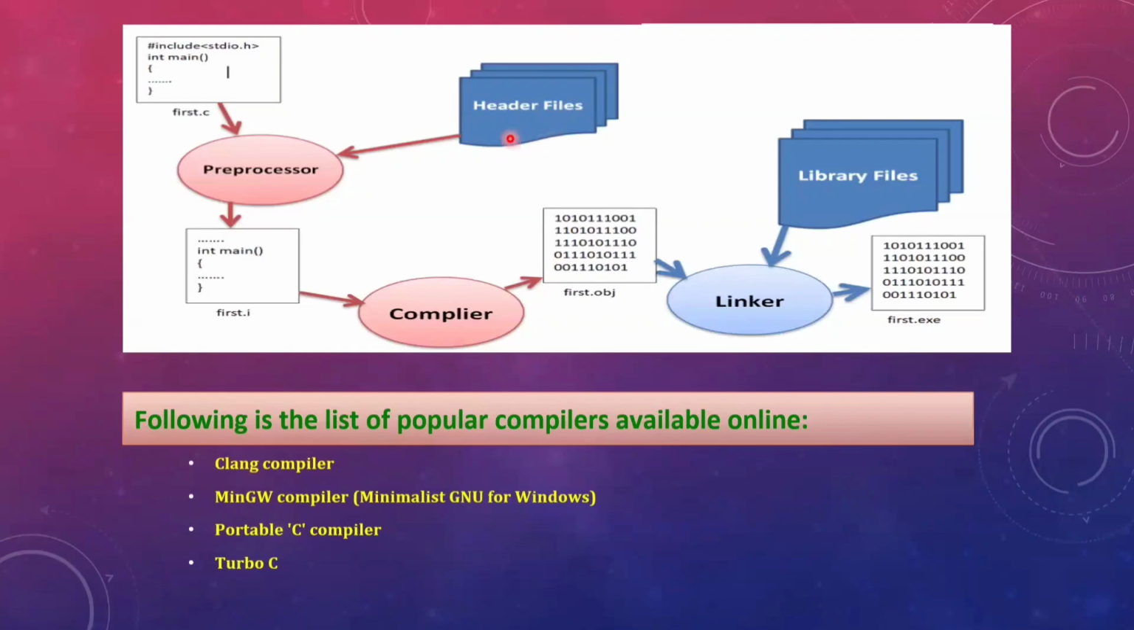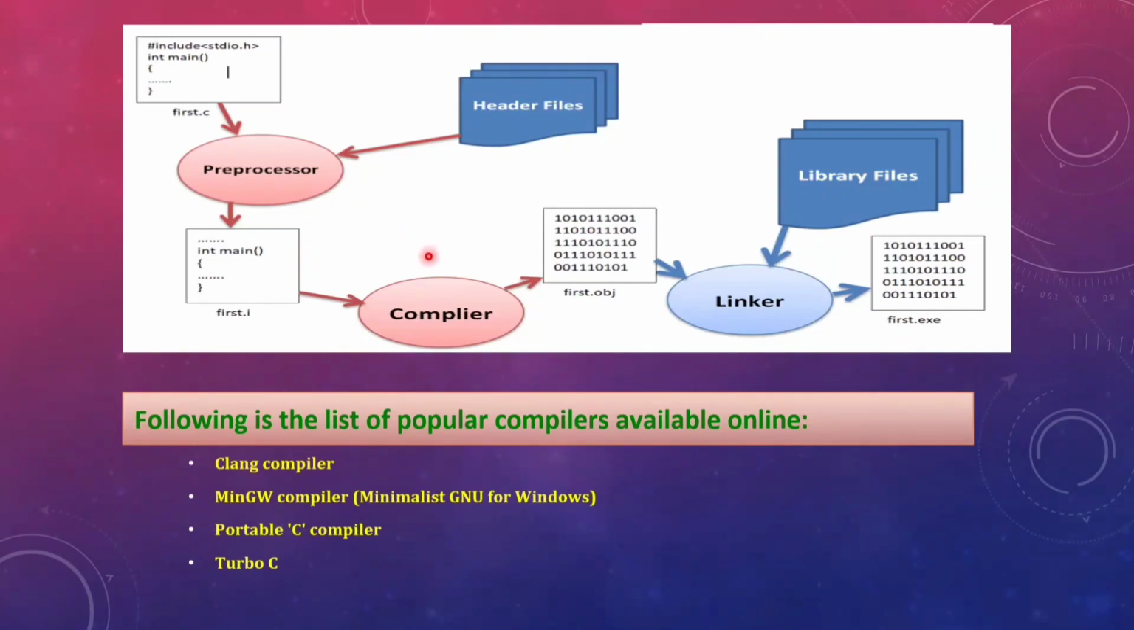In your source file, some extra content or statements are added in the place of these symbols. Some extra content from these files is added here in the place of the statements which start with hash symbols. Then this file converts into this file, that is first.i, the I file. This file is not saved anywhere in your system; it is created in the RAM only.